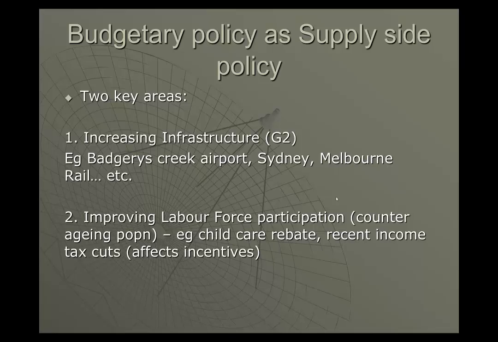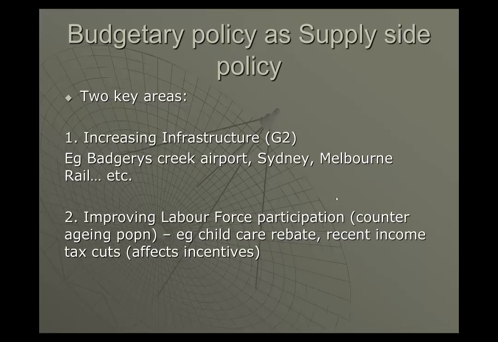And that doesn't necessarily mean they have to be working, but the idea is that they're rejoining the labour force, so they're starting to seek work. Childcare rebates is one. The recent income tax cuts are pretty small, but at the margins they might encourage more people to re-engage with work and rejoin the labour force and increase their participation. So these are some examples of supply-side policies from the budget.